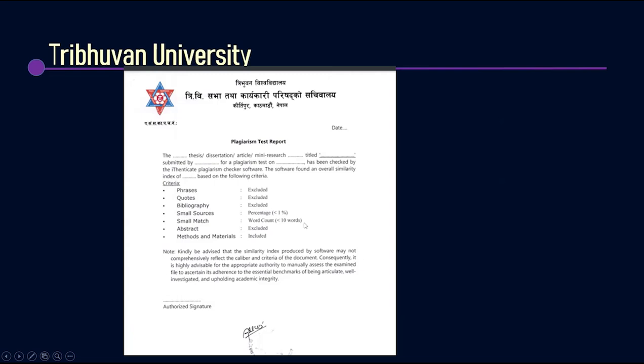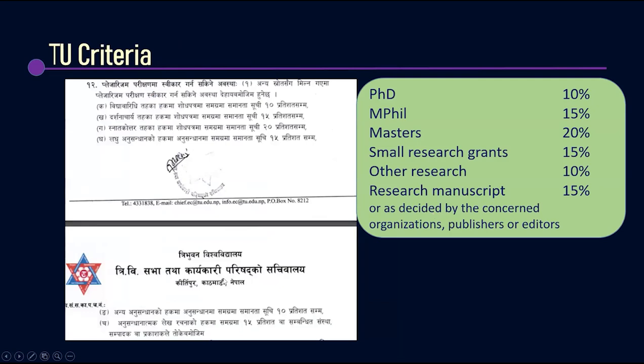This is in contrast with the University Grant Commission India, where they exclude anything less than 14 words. And abstract is also excluded, and methods and material is included. So this is the Tribhuvan University rule. Now this is the TU criteria for the accepted similarities. For PhD, up to 10% accepted, MPhil 15, Masters 20, small research grants 15, and all other research it should be up to 10%. And for any research manuscripts intended for publication, it should not exceed 15% or that decided by the publisher or the editors.